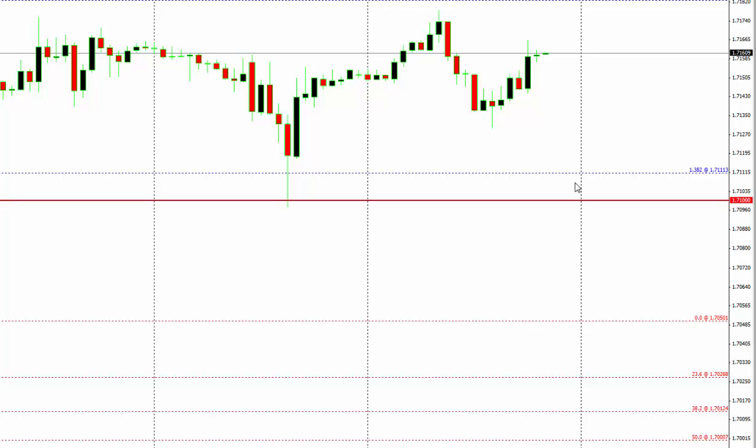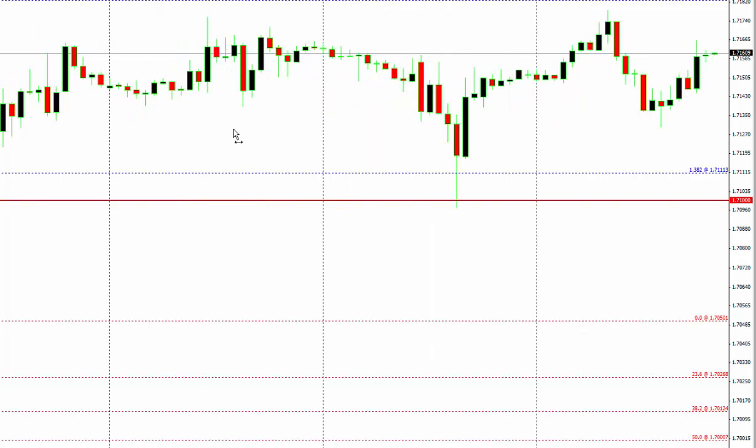Here what you see is a pound USD chart, a 1 hour chart. I trade 1 hour charts and 4 hour charts, so you sometimes will see 1 hour and sometimes 4 hour charts. I will let you know which chart I'm trading. So this one is a pound USD 1 hour chart. Okay, I'm going to give you a quick example of what I do.